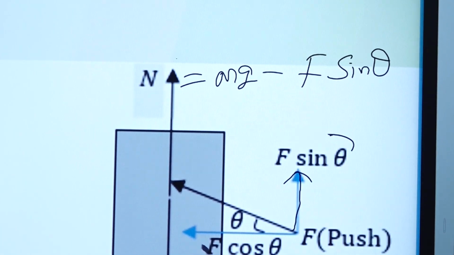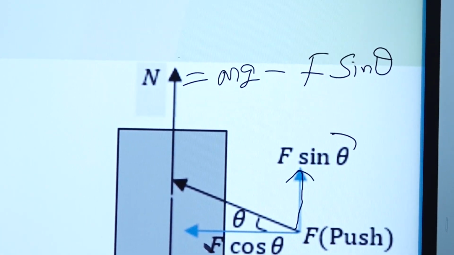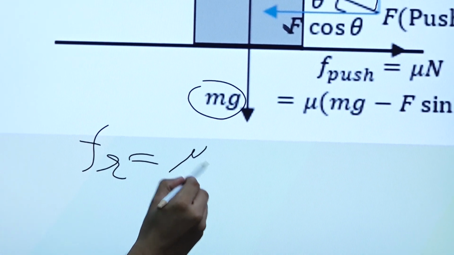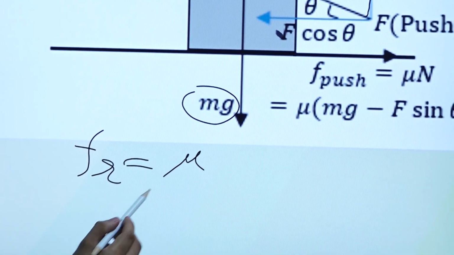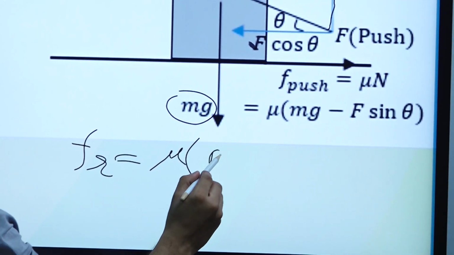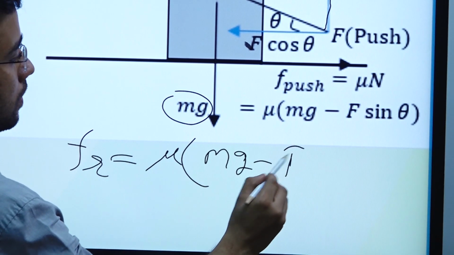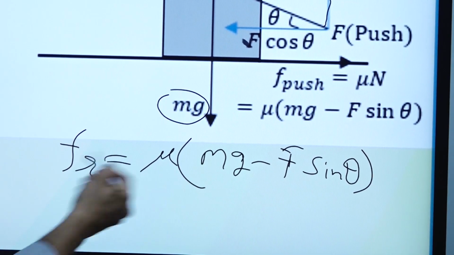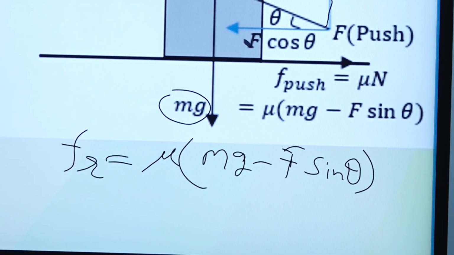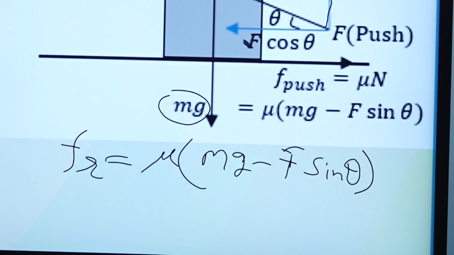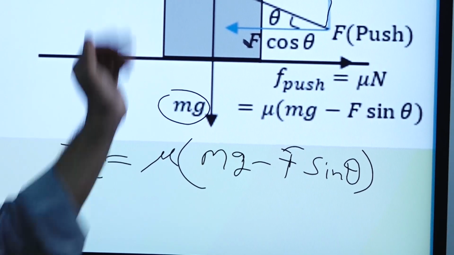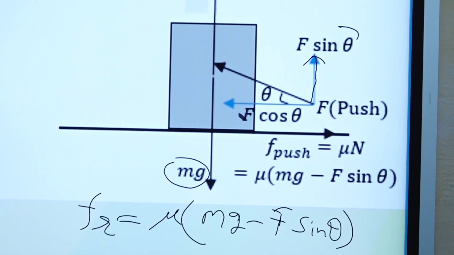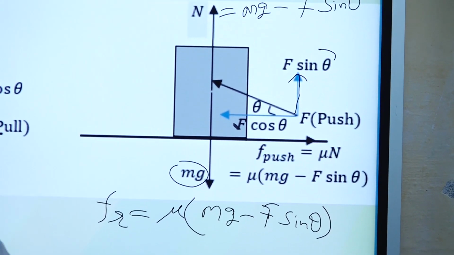Okay, so as you can see here, normal force is decreasing. If the normal force is decreased, friction force will also decrease, right? Mu into normal force. Normal force is mg minus F sin theta, right? So this friction force is decreasing. Okay, so that's why in this case pushing a block in upward direction like this will make it easier. Okay, effort will be much lesser, and we can easily move the block.